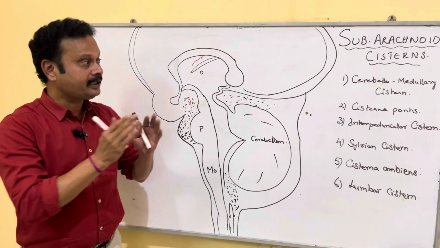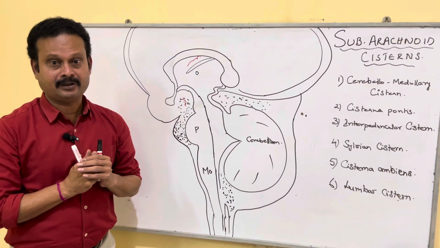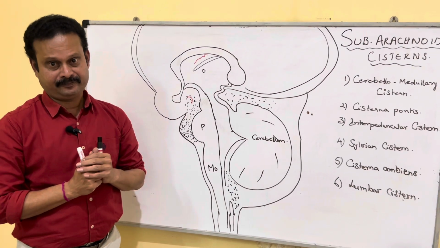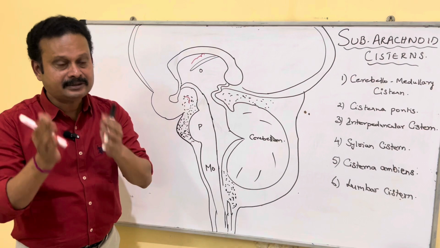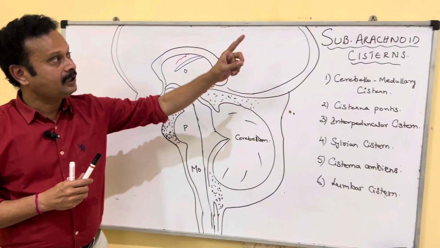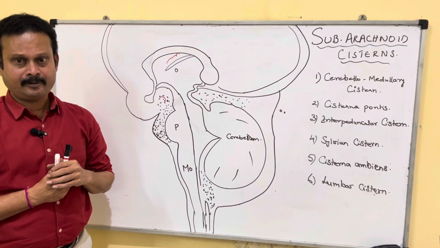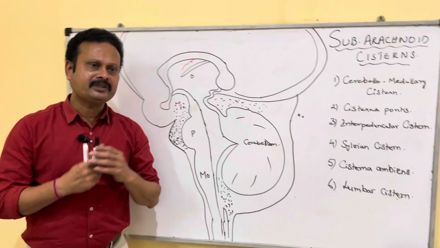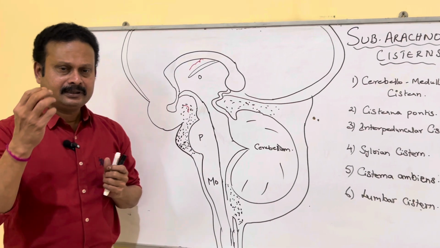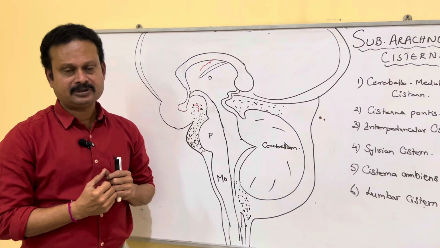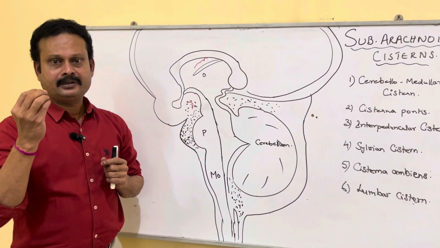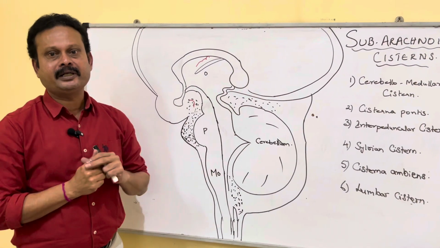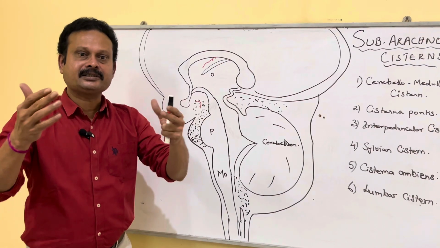At some areas of the brain and the spinal cord, this subarachnoid space becomes dilated, and that dilated space forms the subarachnoid cisterns. What is their function? These cisterns contain a pool of cerebrospinal fluid. It acts like a water bed for the surrounding brain tissue. It acts like a shock absorber.